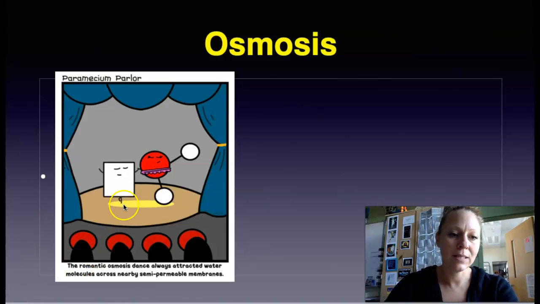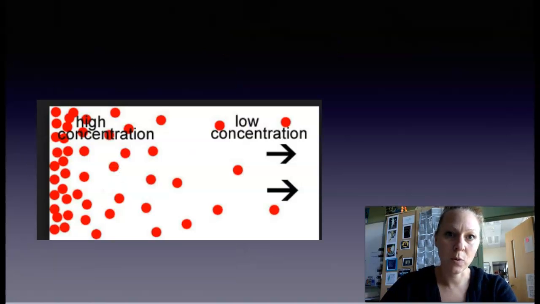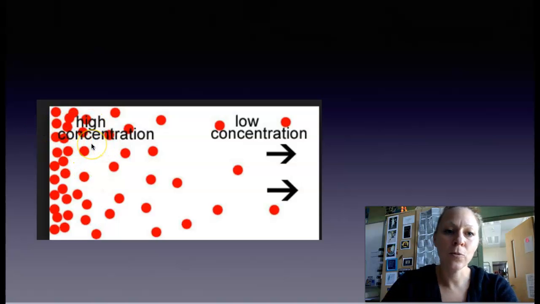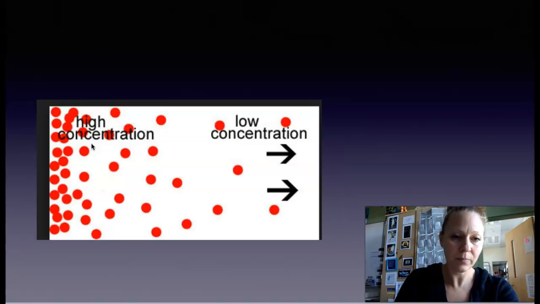And so here we can see in this comic that we are going to be working with salt molecules and with water molecules. And so here, let's remind ourselves what diffusion is. Remember that molecules, because they have kinetic energy, bounce off of one another and move from areas of high concentration to areas of low concentration. And so this is how a lot of molecules in our body move around.